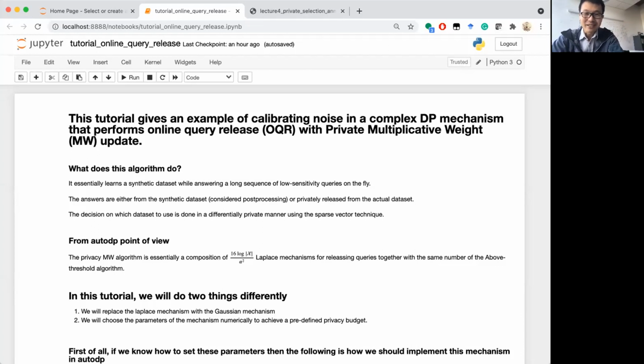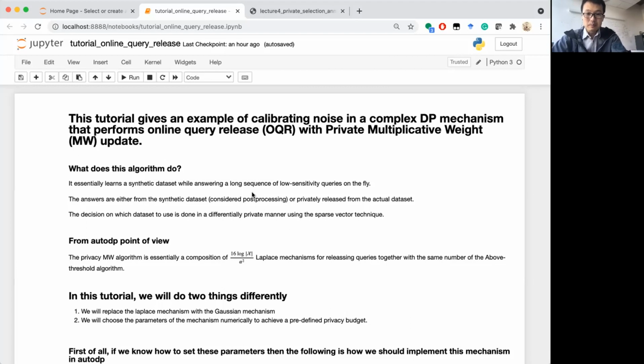Anyways, this Jupyter notebook, which I will share with you later, describes how we can actually implement this online query release algorithm with private multiplicative weight using AutoDP. Recall that AutoDP doesn't deal with the actual implementation. So this is how we use AutoDP to represent this private multiplicative weight mechanism and calibrate its many parameters so that we can use it to achieve a predefined epsilon, delta.